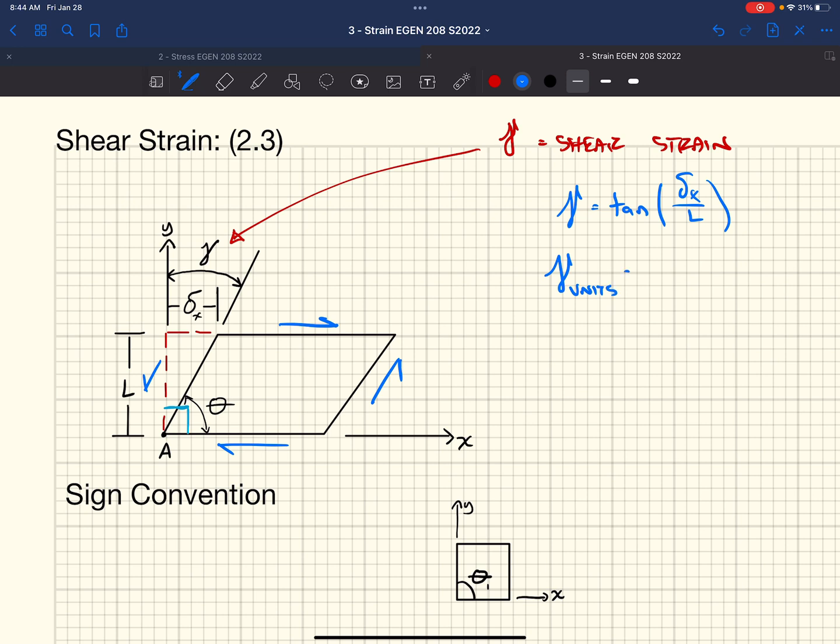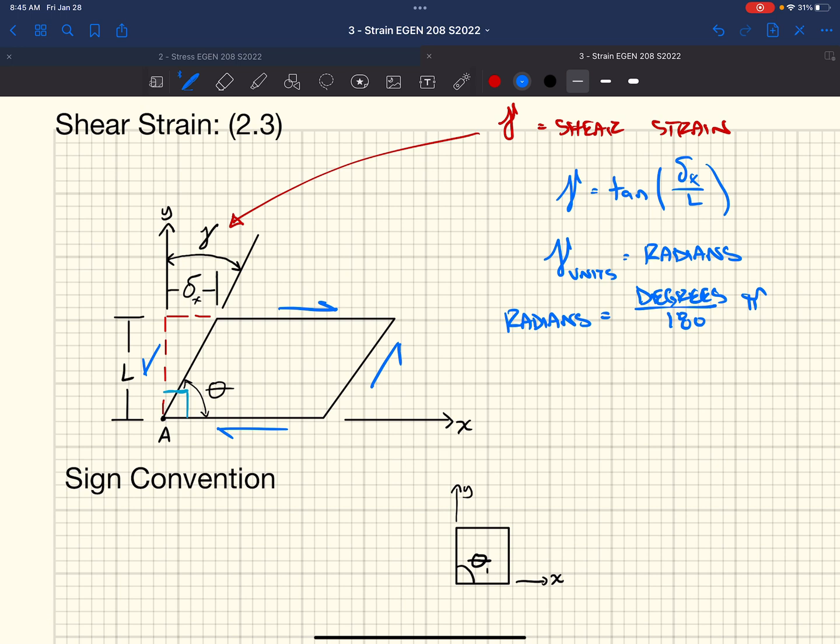What are the units of gamma? They are in radians. Anybody remember the relationship between radians and degrees? Radians is degrees over 180 times pi. There are 2 pi radians in 360 degrees, so there are pi radians in 180 degrees. Pi radians equals 180 degrees.